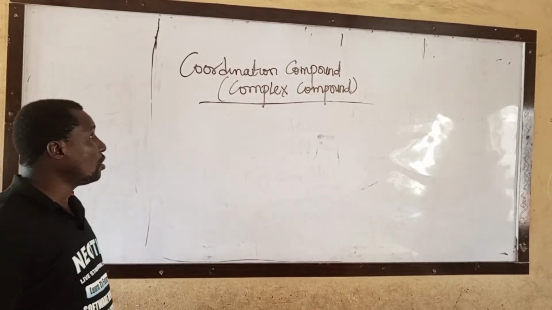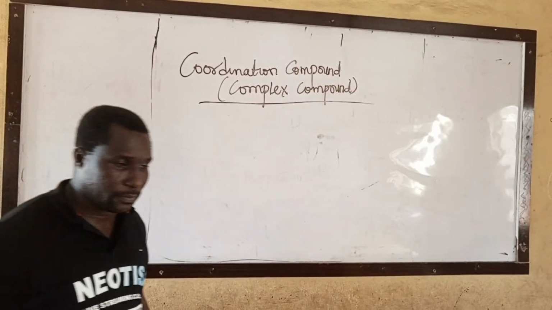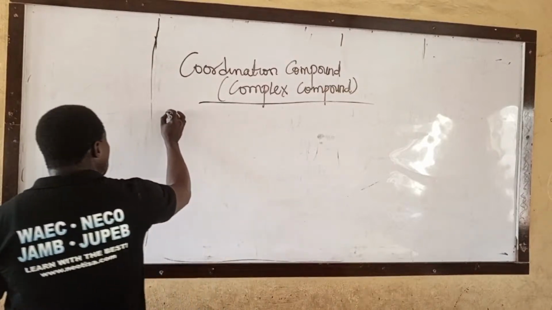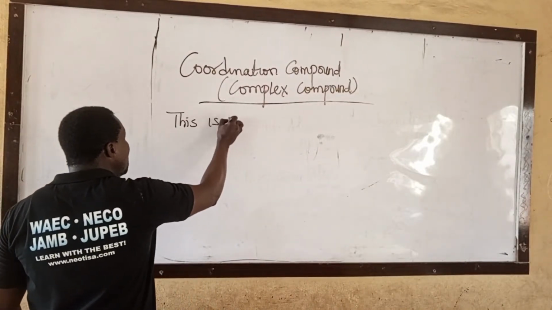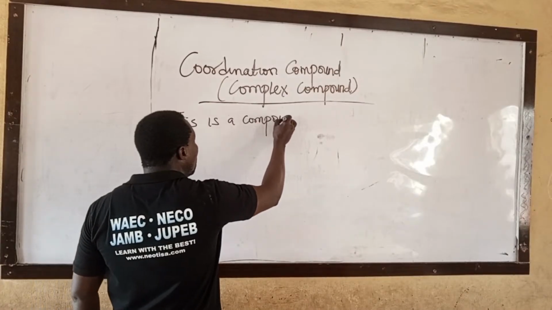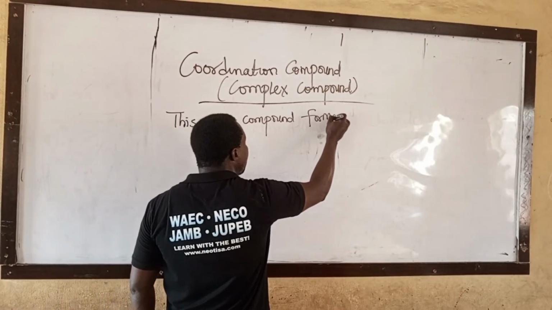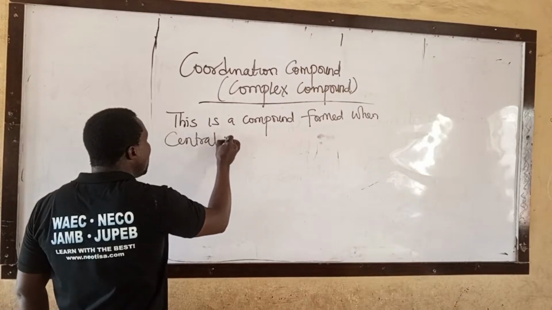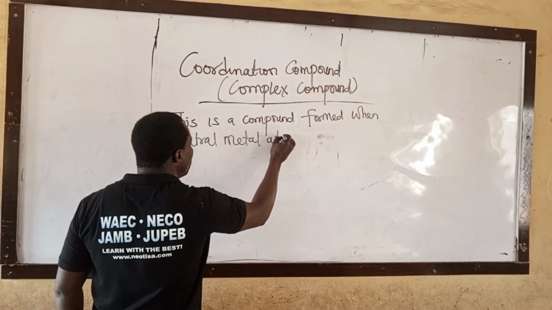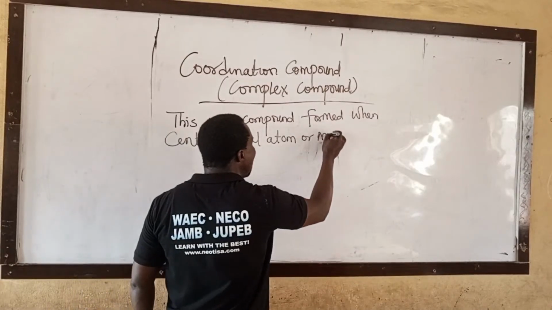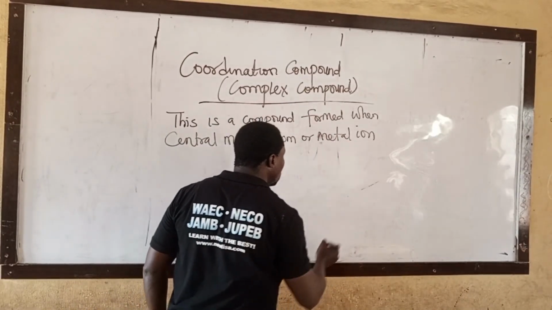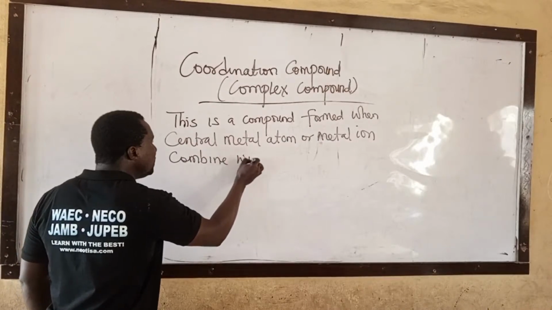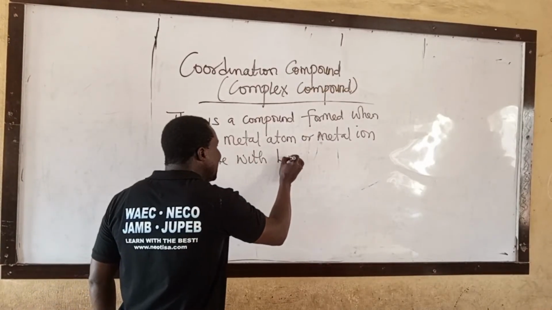Okay, let's move on to coordination compound. Please listen to this. A coordination compound is a compound formed when a central metal atom or metal ion combines with ligands.